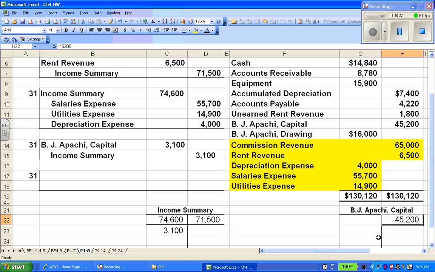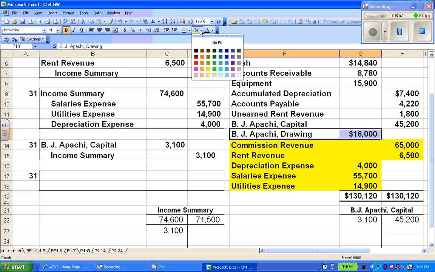All right, 45,200, and then I'm going to post this closing entry of my net loss, my revenues less my expenses, and I'm going to show that debit of 3,100. Okay, then the final entry in closing out our books, closing out our accounts, is by closing the drawing account.